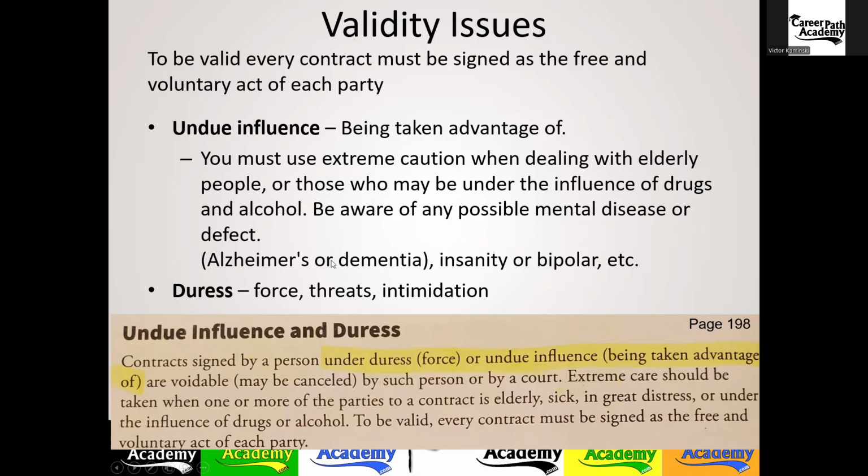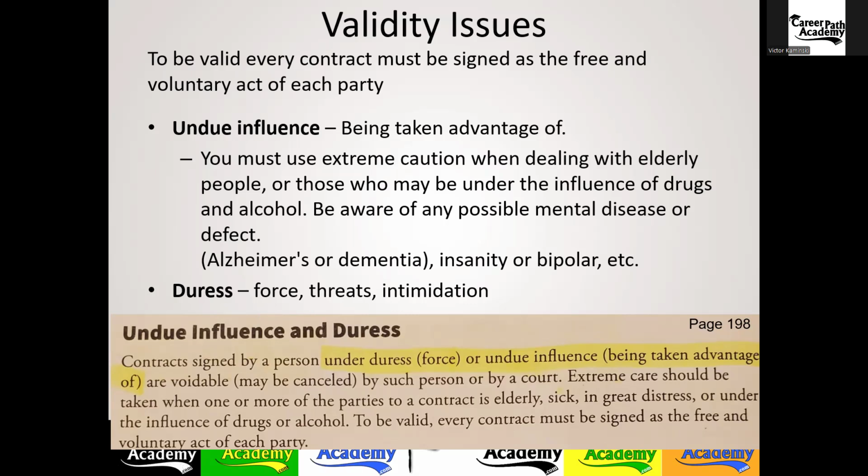So you've got to be careful about that, because if you do enter into a contract with somebody who's not of sound mind, you can't enforce a contract against somebody like that. They're insane. They have Alzheimer's, dementia, etc. I put bipolar or other diseases there. I mean, it really depends. Some of these can be really extreme, and you could take advantage of them. Now, duress, that's force, threats, or intimidation.